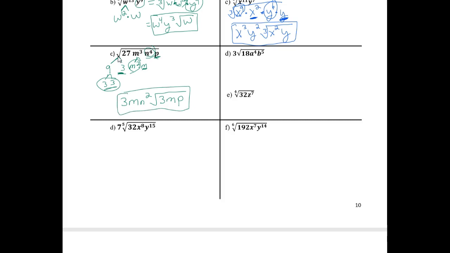And that should be as far as you can go. Again, everything underneath the radical is being multiplied. So when we take things out, everything is still being multiplied. Let's look at one more before you try the examples.